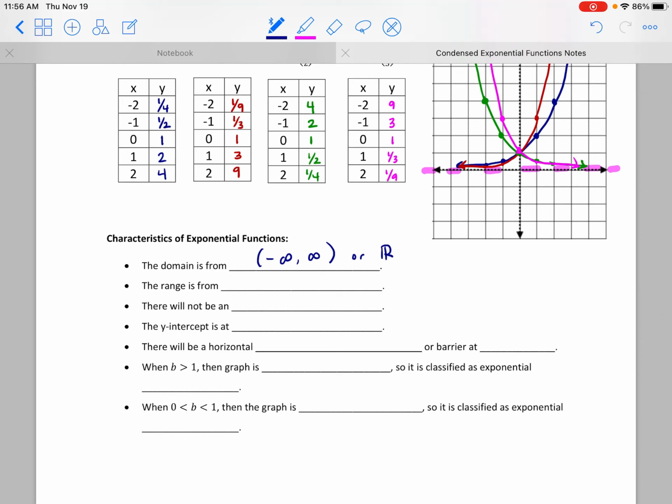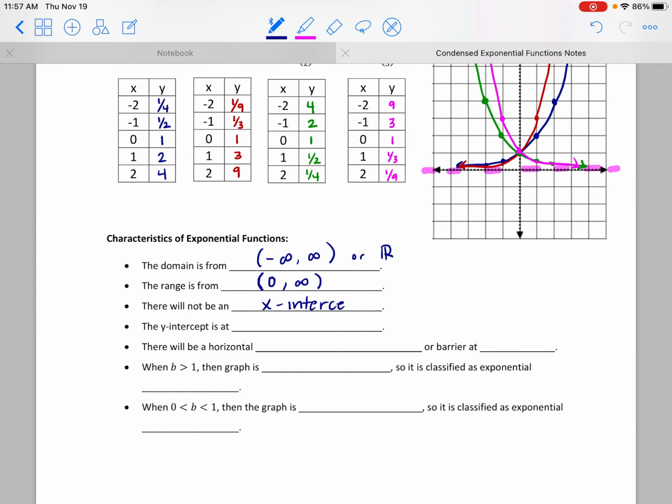But the range was restricted, right? The y values were restricted here. These graphs were going to be approaching the x-axis, but they were never going to get there. So we are going to be approaching 0, but since we couldn't get there, we're going to keep a parenthesis on the 0, and then we were going to go up forever toward positive infinity. So the range is from 0 to infinity, not including the 0. Since these couldn't get to the x-axis, none of them had an x-intercept. There will not be an x-intercept.